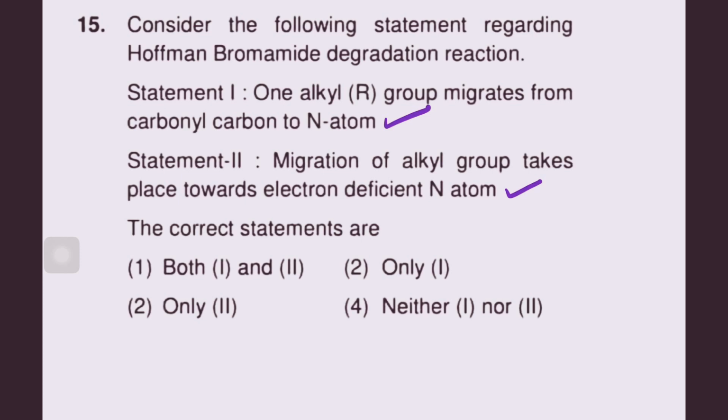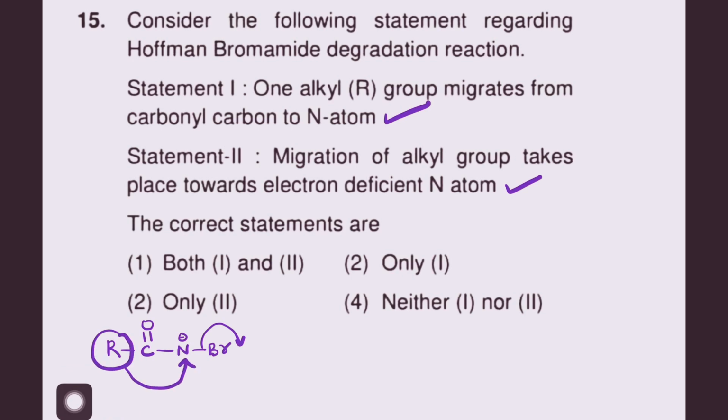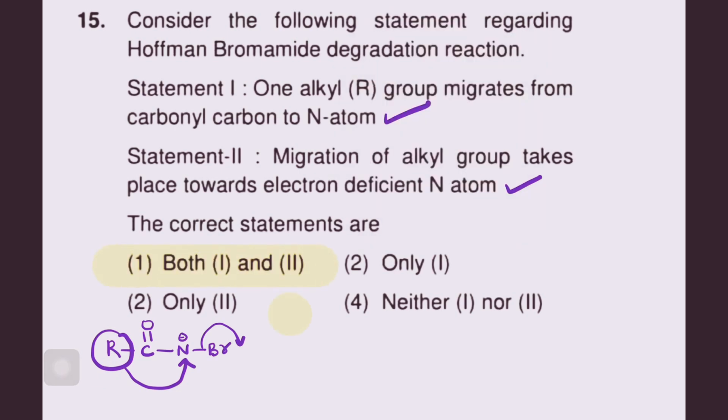Simple. If you see what is happening here, this is the intermediate. If the migration occurs, this will go, then this nitrogen will become a nitrene, that is electron deficient, then this alkyl group will migrate. So the migration of the alkyl group is taking place towards the electron deficient nitrogen. This is also true. So the correct statement is both 1 and 2. That is the first one.